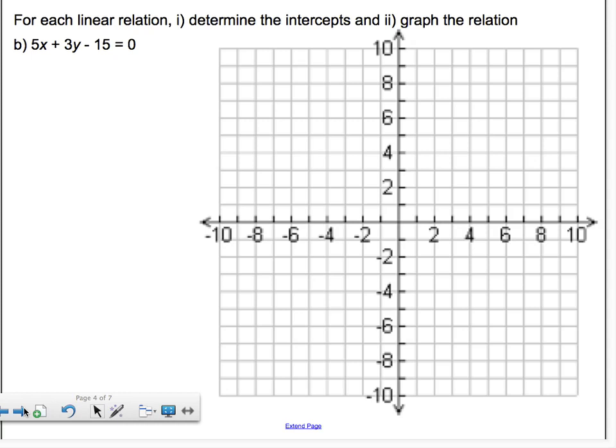Because as I'm walking around, a lot of you are doing a good job just labeling what you're doing first. So I see a lot of steps saying y-intercept, this is what I'm doing, and x-intercept, this is what I'm doing.